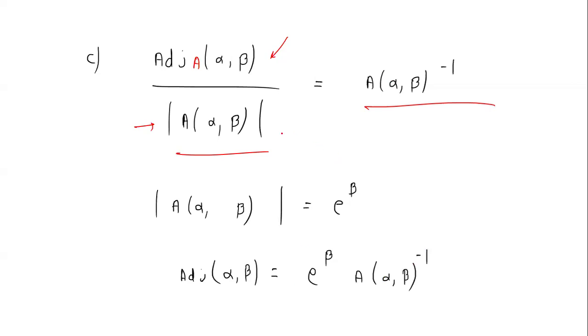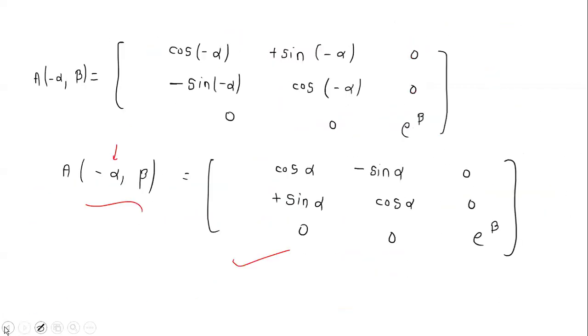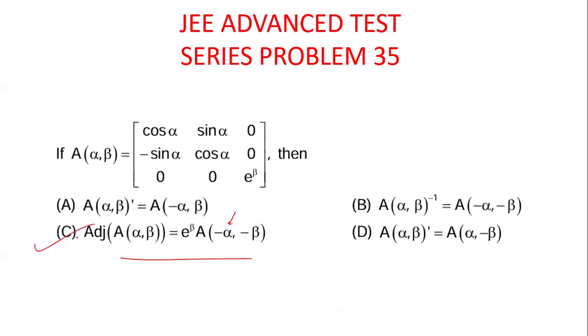And here you can cross multiply this and you can easily see that the adjoint of the A matrix is equal to e power beta times the inverse of the A matrix. So this is also correct, and we know the inverse of the matrix is equal to this, so that's why this option is correct. You can replace the inverse by this thing and then this is also correct. So A option is correct, B option is correct, and C option is correct.